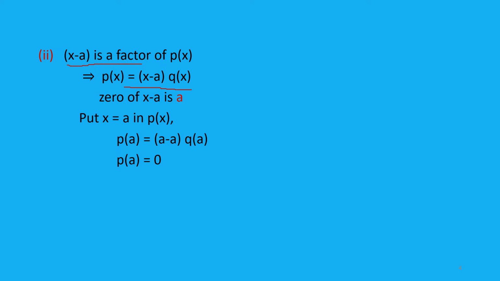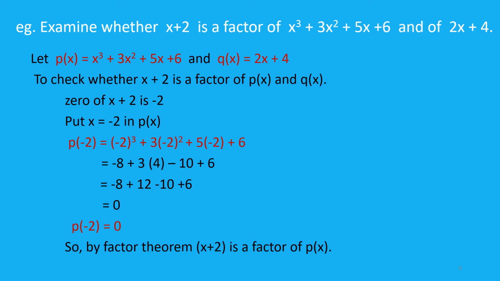Now x minus a is a factor of P(x). So we will find the zero of x minus a. What is the zero of x minus a? It's a. Now we will put the value of the variable x as a in P(x). So we will get P(a) is equal to (a minus a) into Q(a). a minus a is 0, that means 0 into Q(a) will become 0. So finally we are getting P(a) is equal to 0. That means if x minus a is a factor of P(x), then P(a) will be 0 only. Now let's see one example.